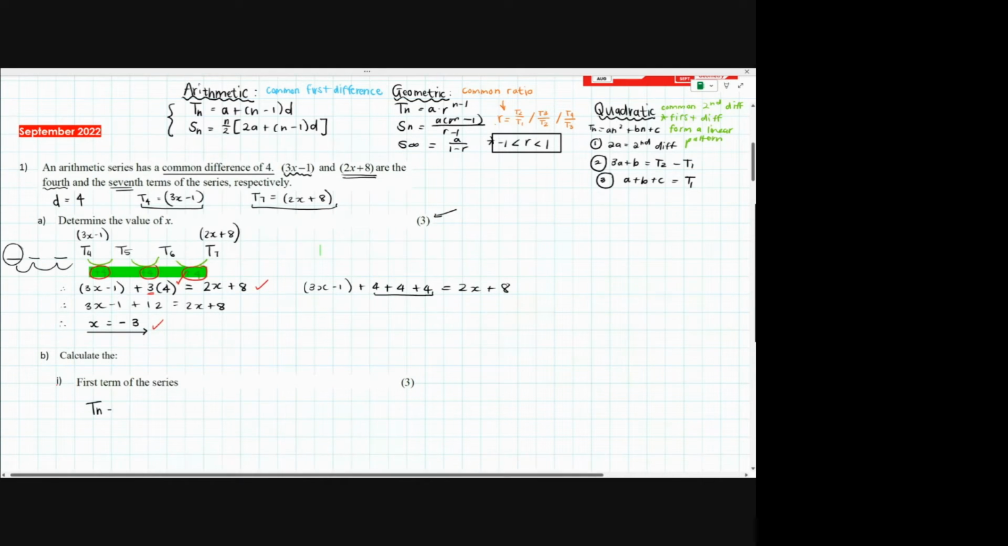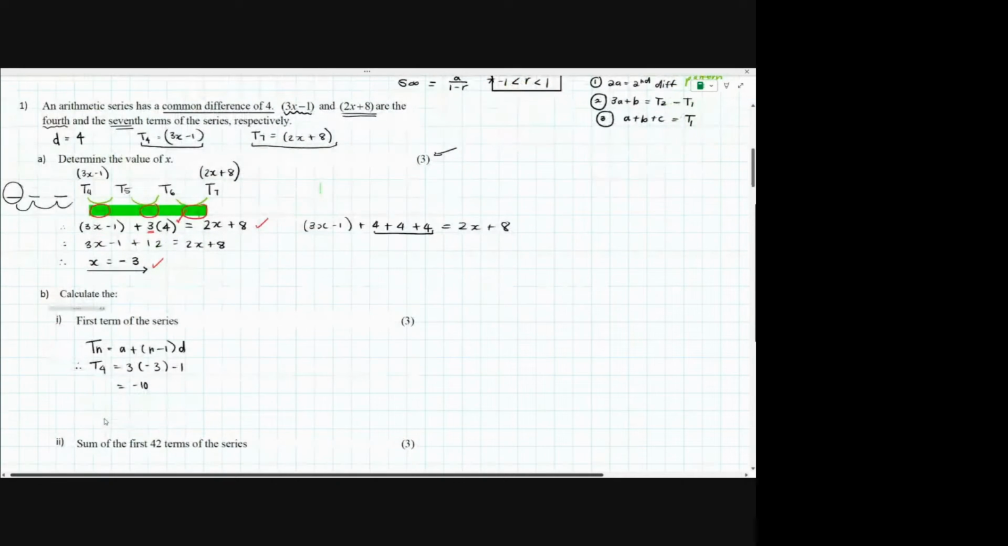So remember, Tn is equal to a plus n minus 1 times your difference. Because you've been given term 4 and term 7, you can use either one. It really makes absolutely no difference. But because we now know the value of x, we know, for example, that term 4 is equal to 3 times negative 3 minus 1. And so term 4 is equal to negative 10. And so we can now use that in our formula.